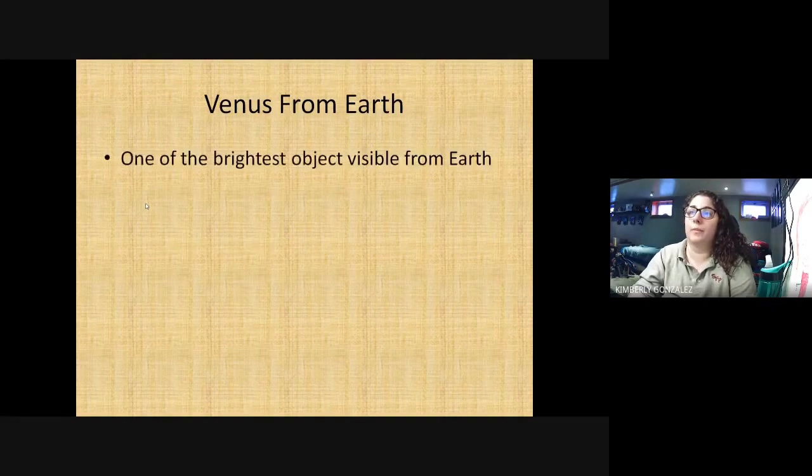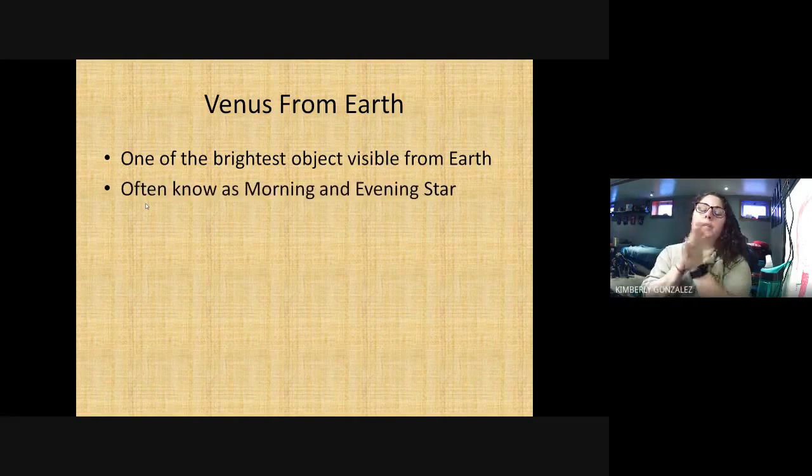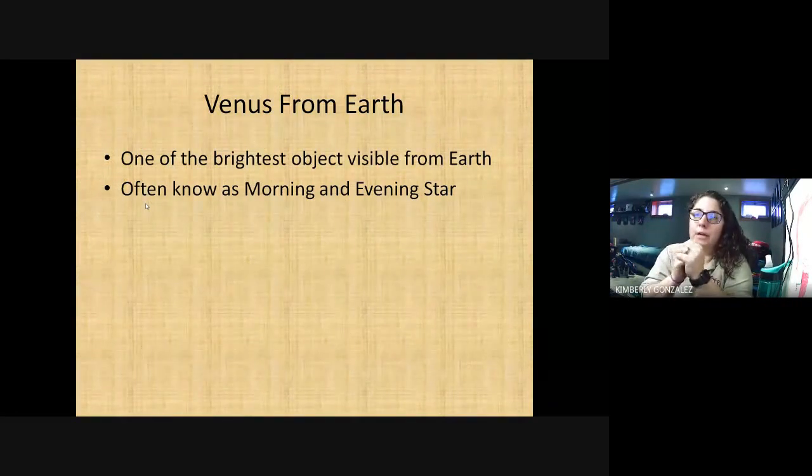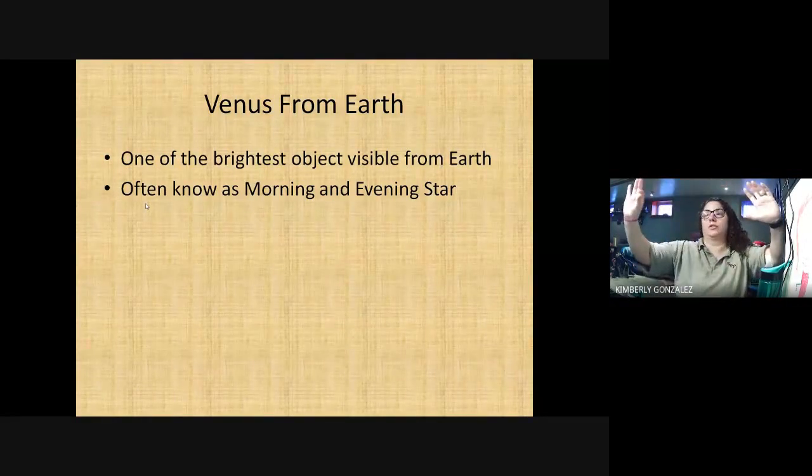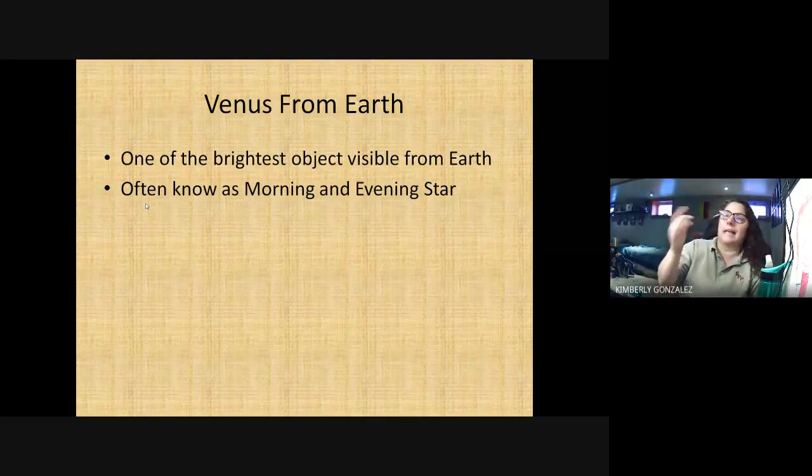Okay. So Venus is going to be one of the brightest objects visible from Earth. It's called the morning star because you can see it, especially as the sun is rising. All right, I think I posted a picture of it for you guys. No, I posted a picture of Mars on Google Classroom the other day. Most of the time when you look next to the moon, you'll see a star, or what you think is a star. It's actually Venus. A couple of times this year you will see it.